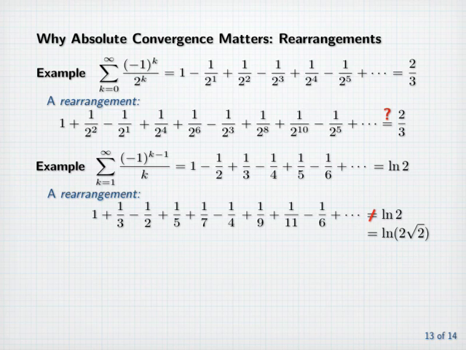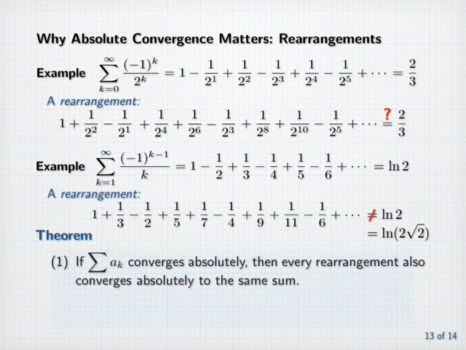We have the following theorem on rearrangements of series. Part 1: If the sum of a_k converges absolutely, then every rearrangement of that series also converges absolutely to the same sum. Note that this tells us that the rearrangement in the first example above does in fact sum to 2/3. Part 2 of our theorem says something rather remarkable.